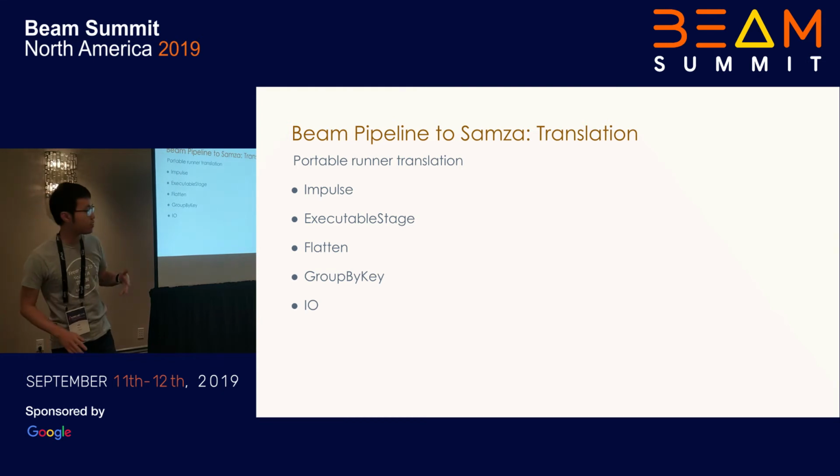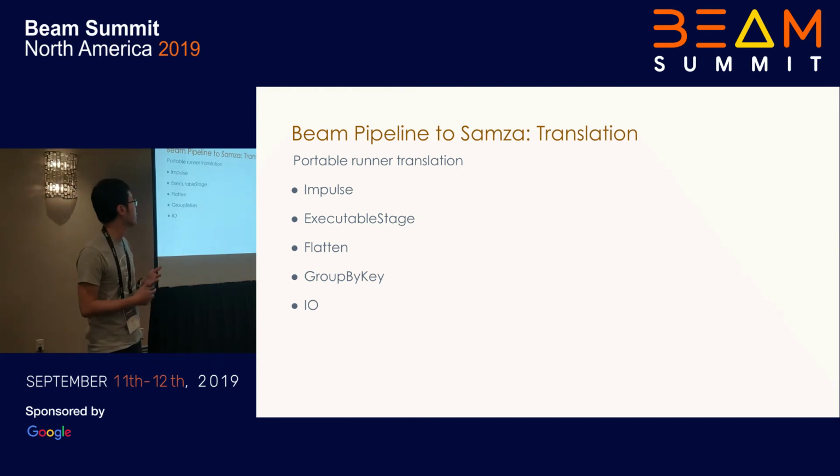So I already covered this. In order to translate the pipeline to the portable runner, we do things like executable stage, flatten, and group by. We also do a bunch of work for I/O. Why is that? You probably know that Beam itself already has a lot of I/Os, especially in both Java and Python. So why are we still doing a lot of I/O work?